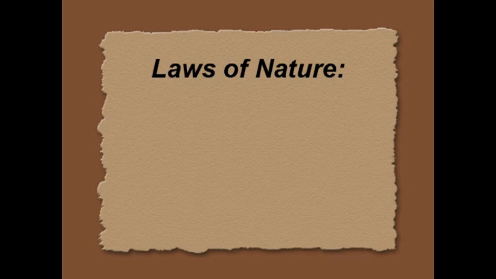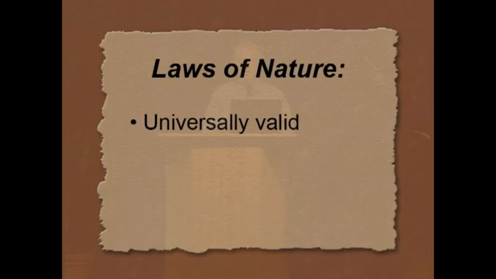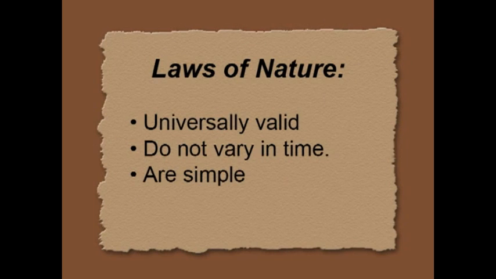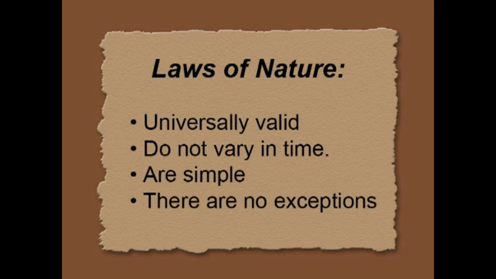Laws of nature are universally valid. They are valid in Australia, in Germany, in America, on the moon, and in the complete universe. Laws of nature do not vary in time. It's also a very important statement. If it were not so, we couldn't construct motors, bridges and so on, because all our constructions are based on the laws of nature. Laws of nature are simple. That's a very good thing. Therefore, we can learn a few laws of nature about information this afternoon. And a very important statement is this one: there are no exceptions to laws of nature. That makes them so important for our use.